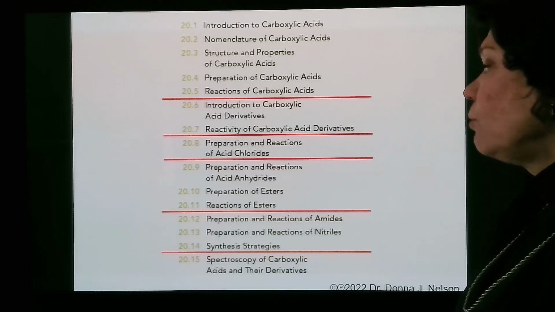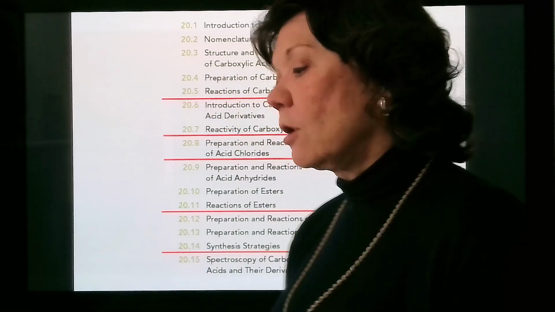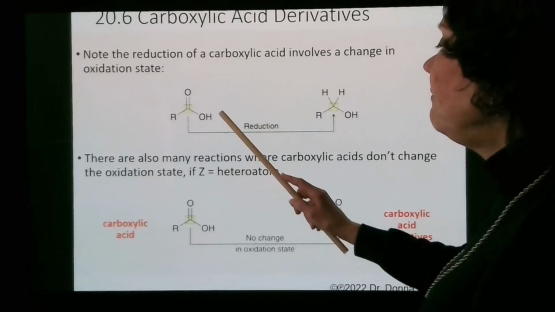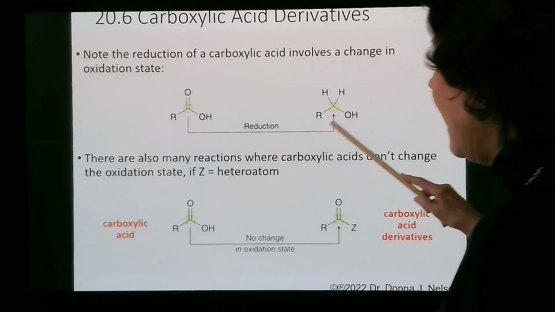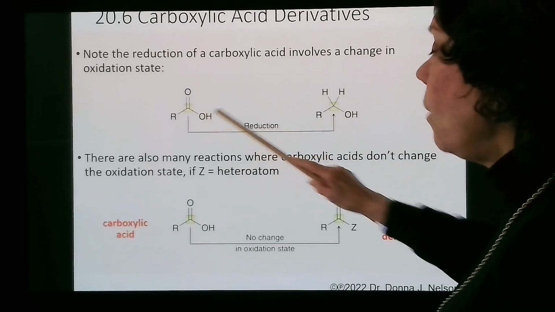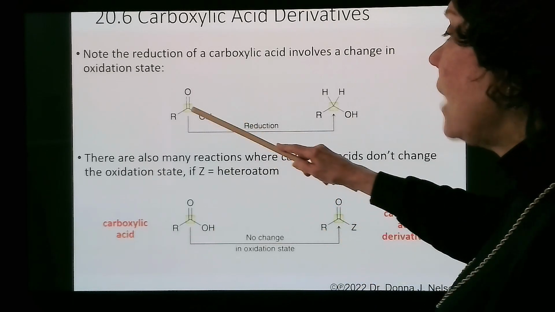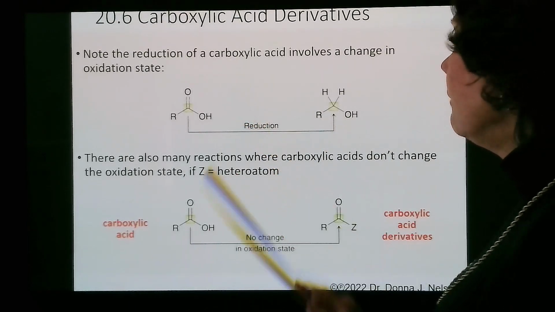And that looks like only 2 sections, but it's not really short because there are many important carboxylic acid derivatives that we're going to have to cover. So let's look at these. First, remember the reduction of a carboxylic acid to an alcohol. Here you have 3 bonds to oxygen, now you just have 1 bond to oxygen.